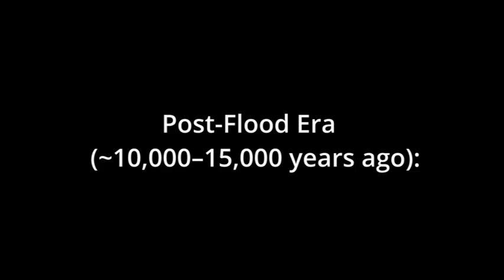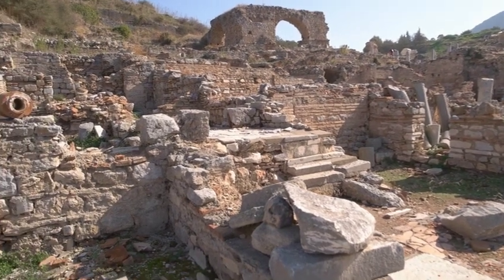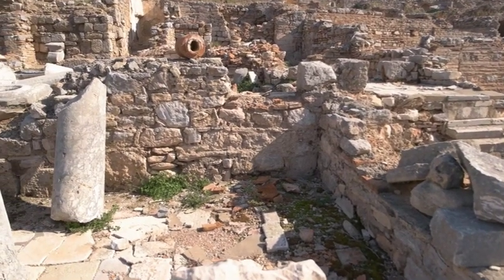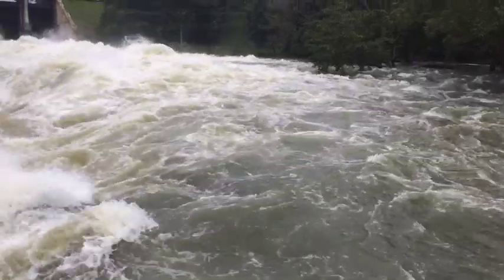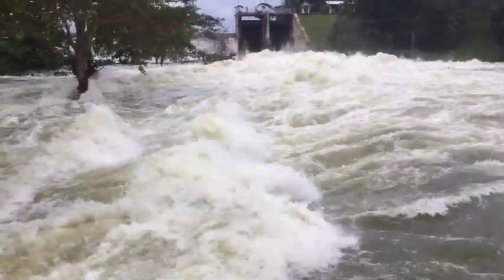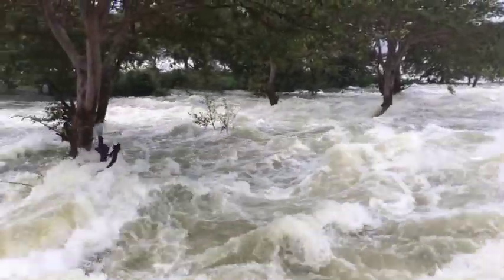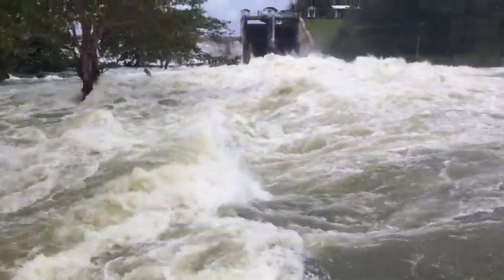2. Post-flood era, 10,000 to 15,000 years ago. In speculative theories that align with certain ancient texts or alternative histories, Rh-negative blood could have emerged after a significant global event such as the end of the last ice age or the Great Flood. This period corresponds to the rise of advanced civilizations like Mesopotamia, where genetic and cultural developments might have led to unique human traits, including Rh-negative blood.